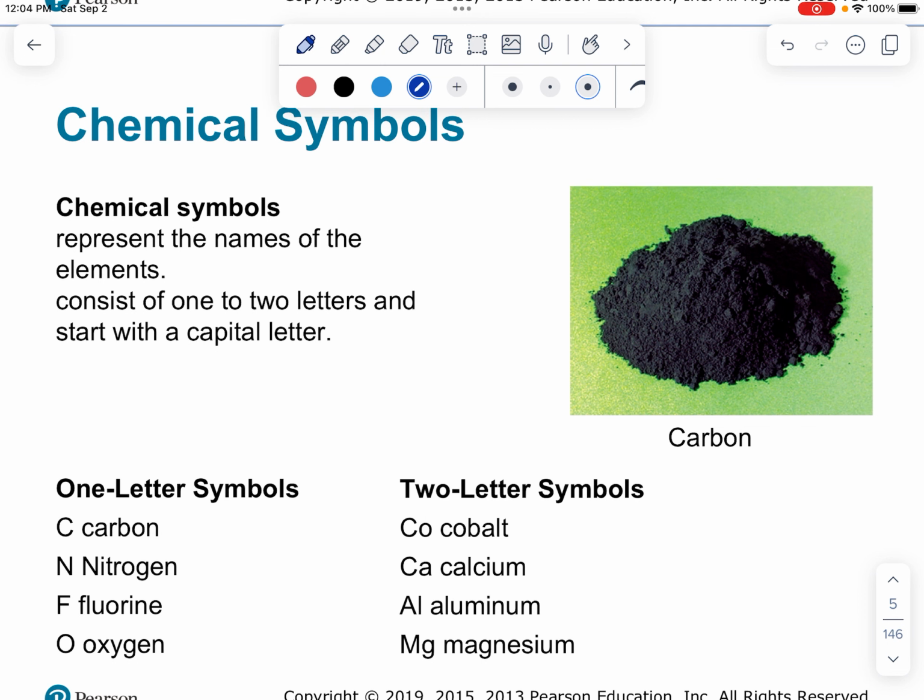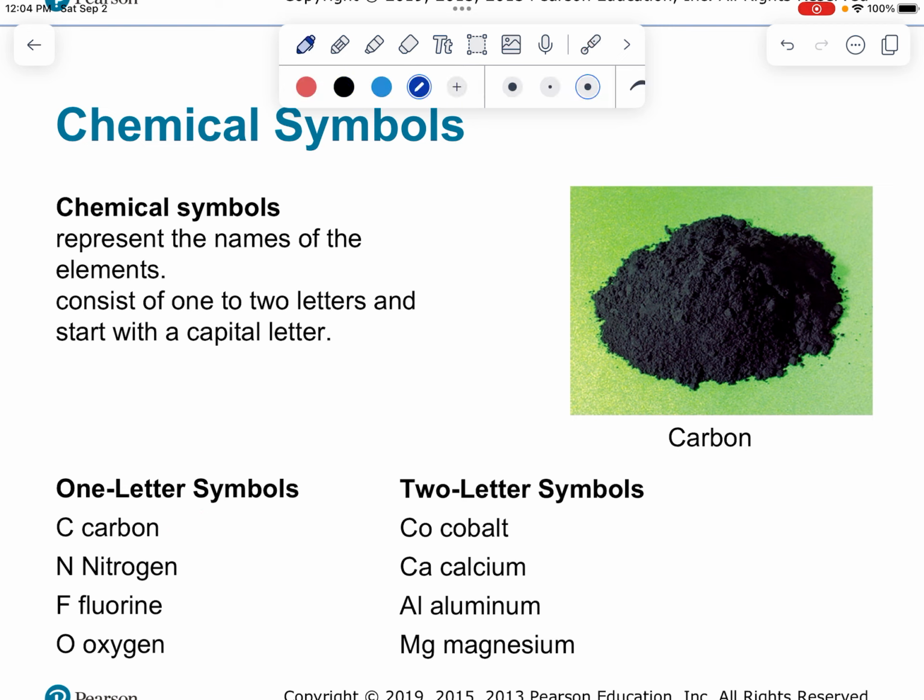Some elements have one-letter abbreviations like carbon, nitrogen, and fluorine, and oxygen. However, some have two: cobalt, calcium, aluminum. And that's most likely because another element already has that first letter. Like, for example, cobalt, the C is taken by carbon.